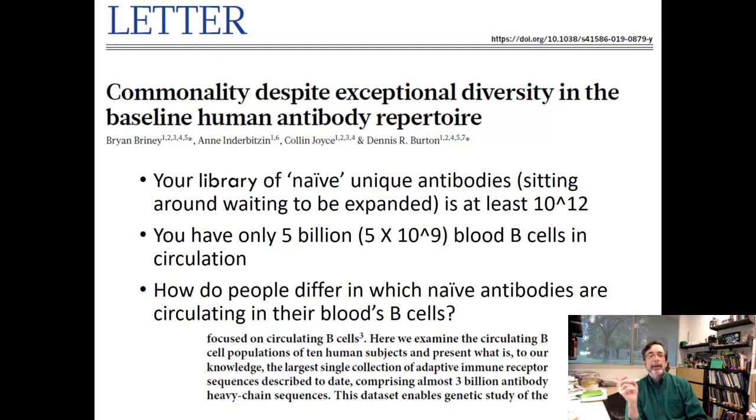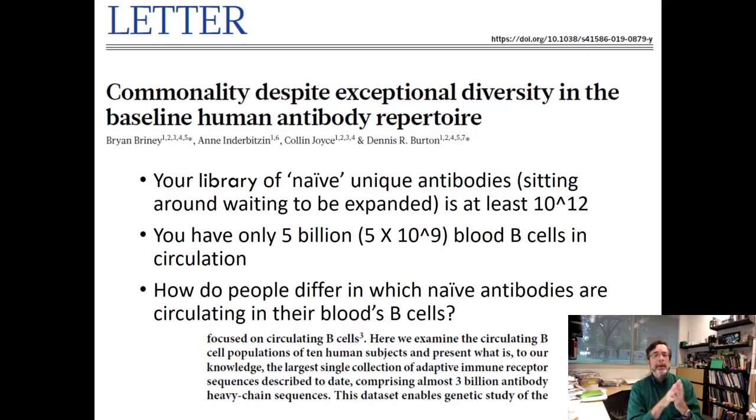Now, the library of naive antibody sequences that you have sitting around in your body, in a B cell somewhere in your body, is at least 10 to the 12th. And you only have 5 billion blood cells. That's 5 times 10 to the 9th blood cells in circulation that are B cells. That means only a fraction of what could be circulating is actually circulating.